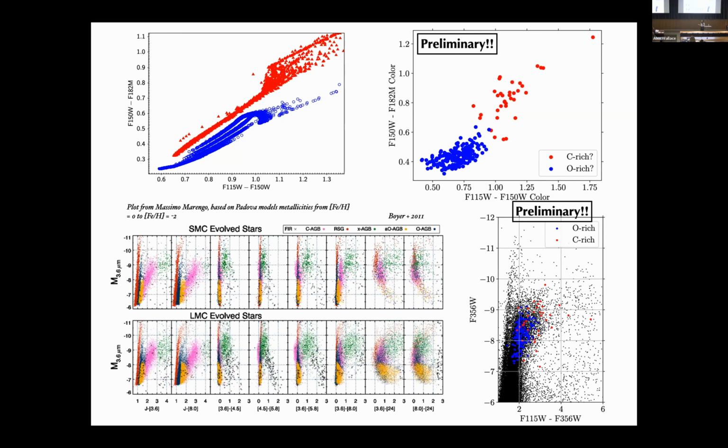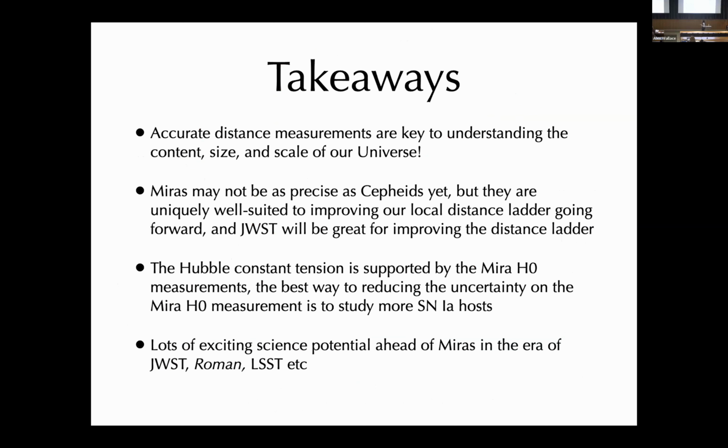We're not really sure. I still have some more investigation to do on this front to see if this really is separating the way that we thought it should, even though it kind of looks right. And I also just made this plot because I'd seen this in one of Martha Boyer's papers and thought it kind of matched up well with our presumably O-rich and C-rich Miras that we found. Okay, and so my takeaways are, I'll just leave them up here because I think I'm over time, but thank you.